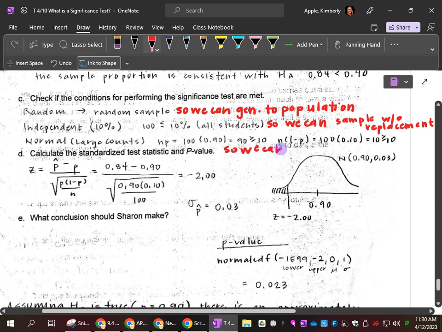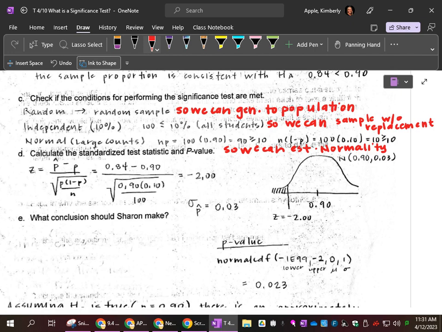So we can establish normality. Why do we even want to do that? So we can use all those handy dandy calculations like normalcdf, and we can use the normal distribution, things like table A, to calculate the probability of the observed value.